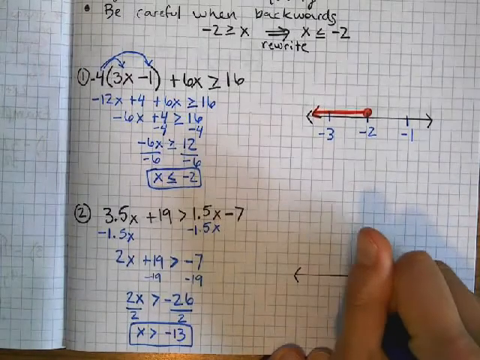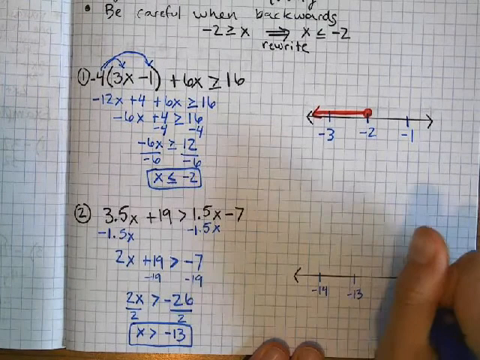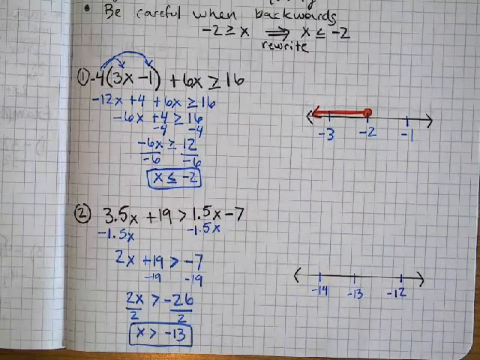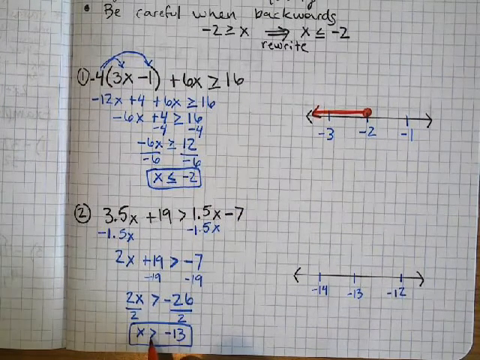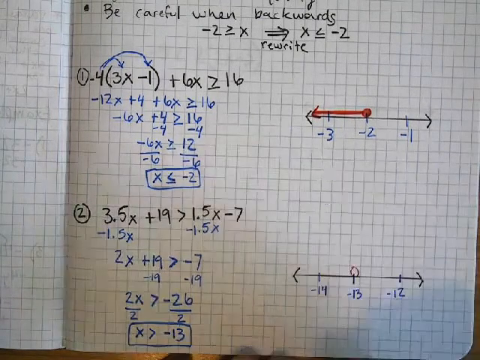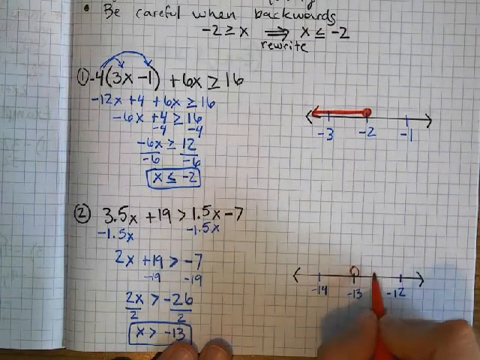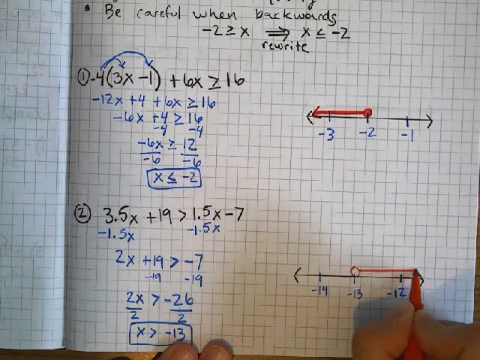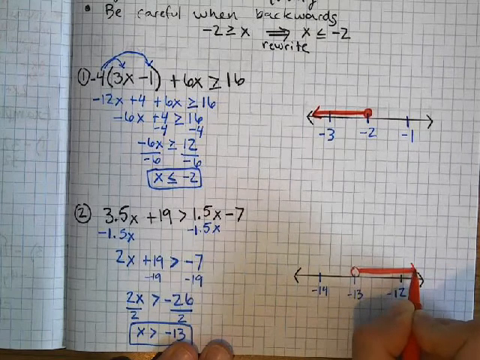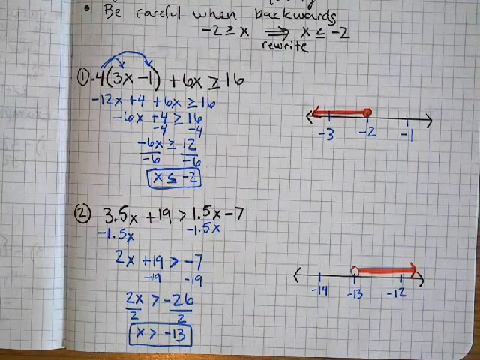On your number line, I like to put my number as the first one, -13, and you can put 2 numbers on the sides of it. Now here, this is just a greater than. So it's everything greater than -13, but not -13. And that's why it's an open circle, and it's all the numbers that are bigger than -13. And there's your graph.